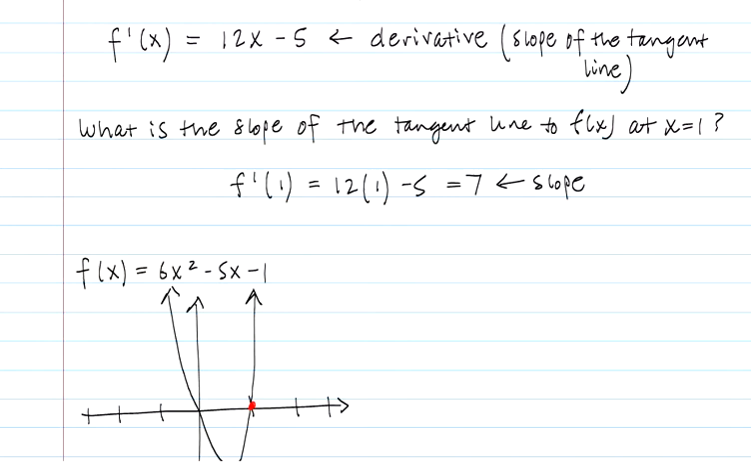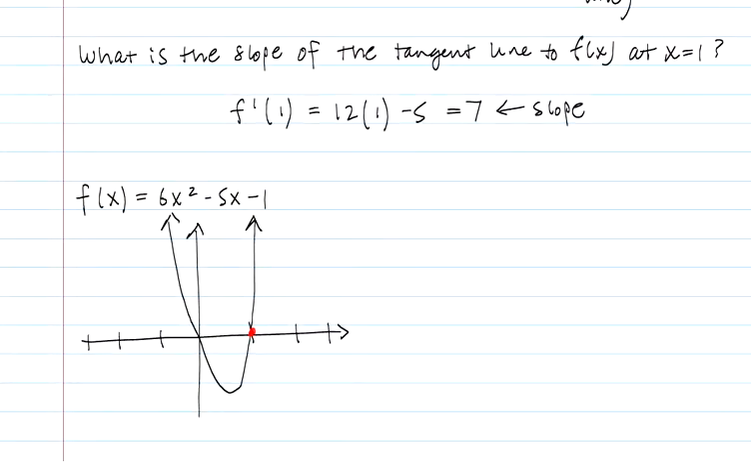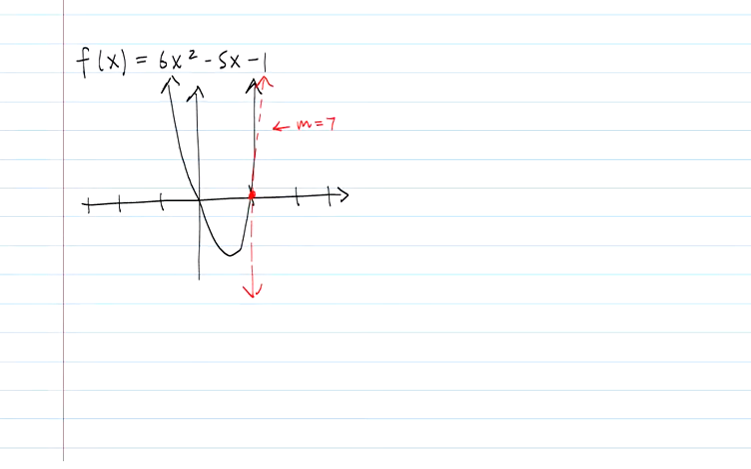In this case, I told you guys that we would find the slope of the tangent line at x equals 1, which is right here. And so essentially what we have figured out is that the slope of this tangent line is 7. So it's pretty steep, and that makes sense because when we actually sketch the tangent line, it looks pretty steep.